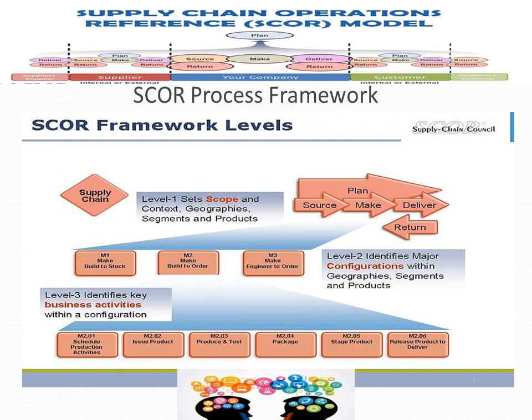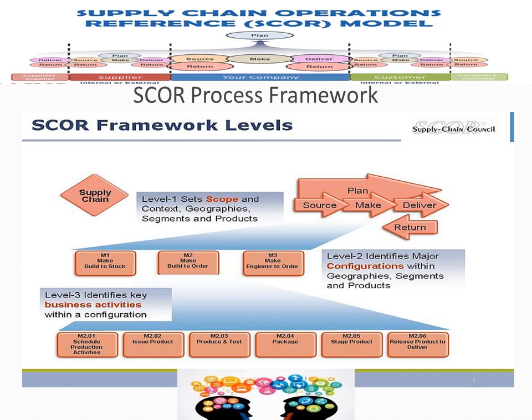After defining all the processes, let's talk about how they are interconnected, or what the framework levels are as defined in the SCOR model. There are three levels. Level 1 is to set the scope and the context: geographies, segments and products. So in the first level of the supply chain, we define the scope of our supply chain, what the context is, and what the geographies, segments and products are that we are going to deal with.